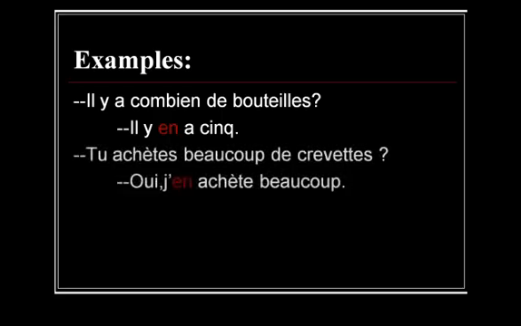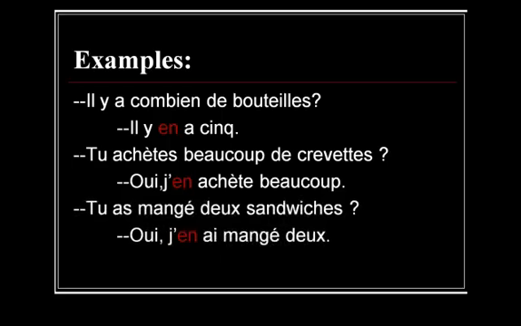If you look at this one, tu achètes beaucoup de crevettes, you're buying a lot of shrimp. If I didn't want to say, yeah, I'm buying a lot of shrimp, but I wanted to say, yes, I'm buying a lot of them, I would replace de and crevettes with en. En would go in front of the verb, and I would say j'en achète beaucoup.